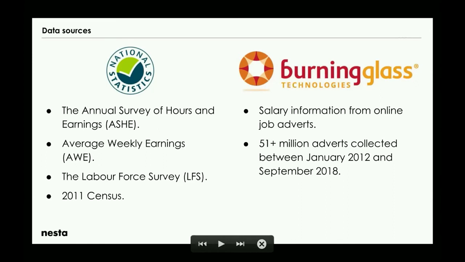Yes, so in terms of your first question about sources of data, which also links to your second question, so far we've sourced job adverts from a third party. In this case, it was from Burning Glass. And this was 51 plus million job adverts, while official statistics are the 3 main surveys to forecast earnings.